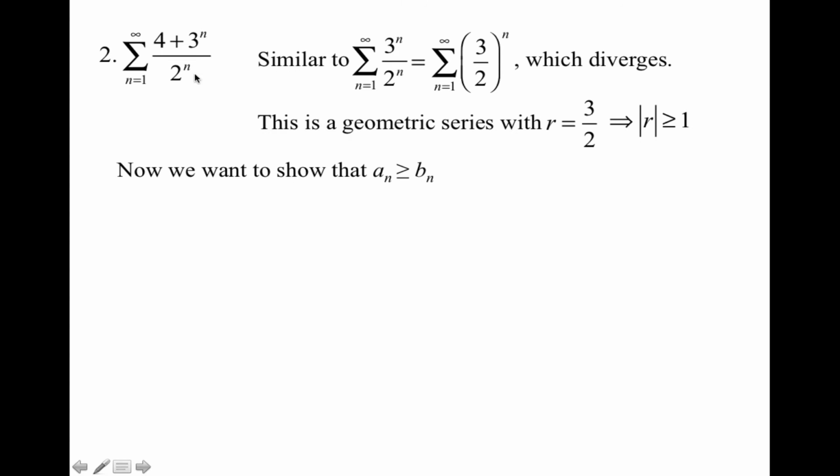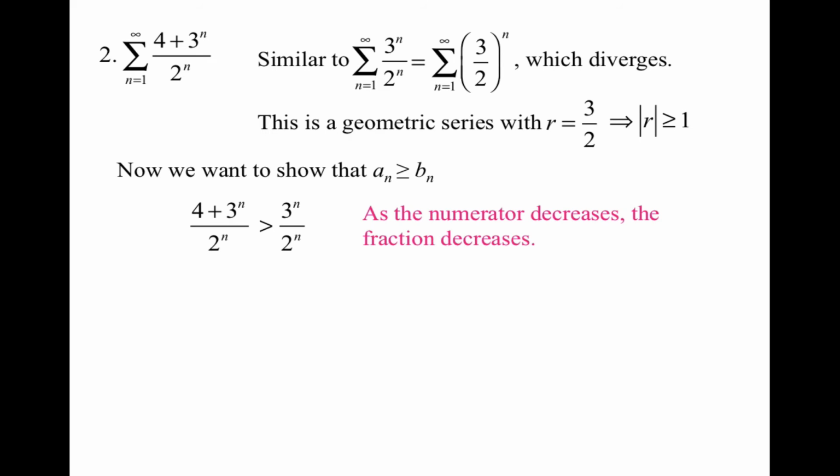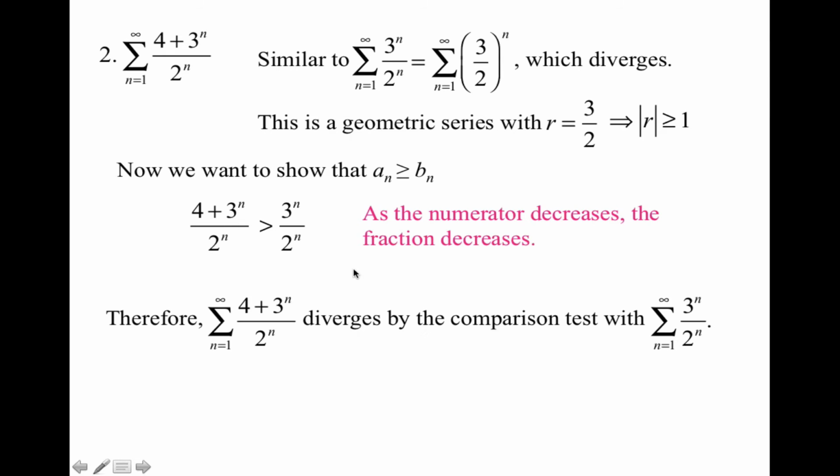I now want to show that this sequence is bigger than the geometric sequence. So to do that, I'm going to start off with my original sequence. I'm going to tear back the layers so that I now get 3^n over 2^n. And as the numerator decreases, the fraction decreases. So therefore, I know that this sequence is larger than this one. So therefore, I can say that my original series diverges by the comparison test with this geometric series.